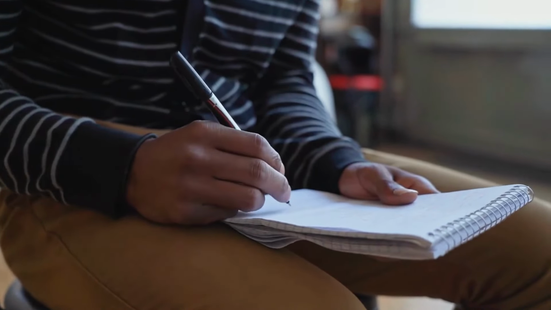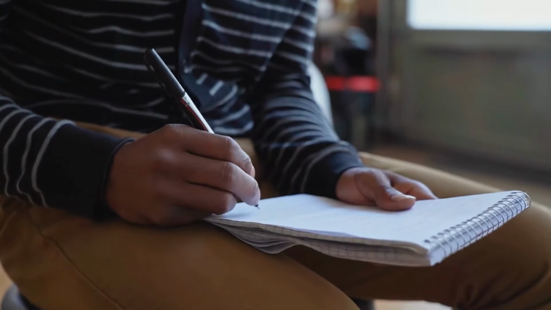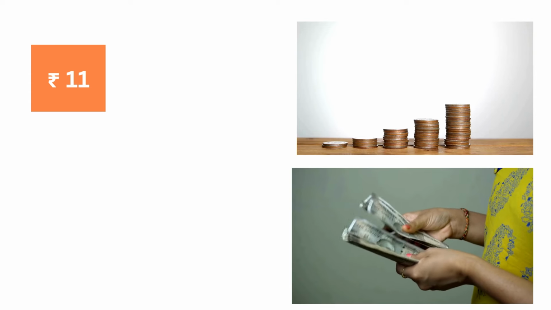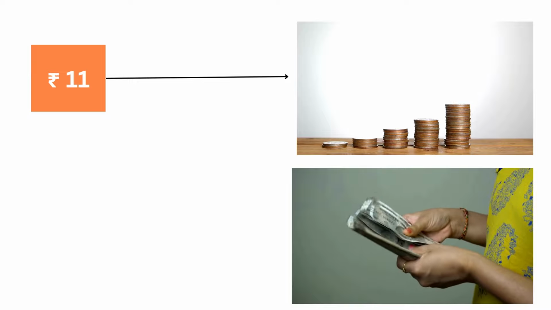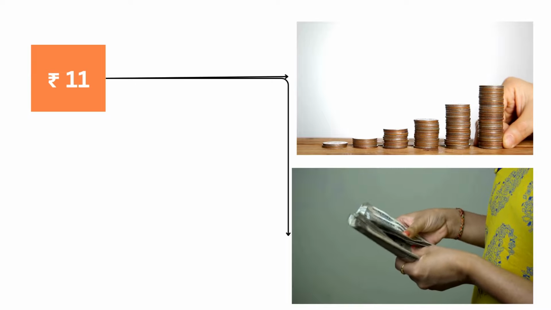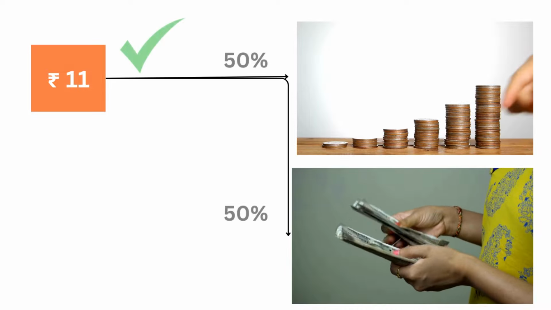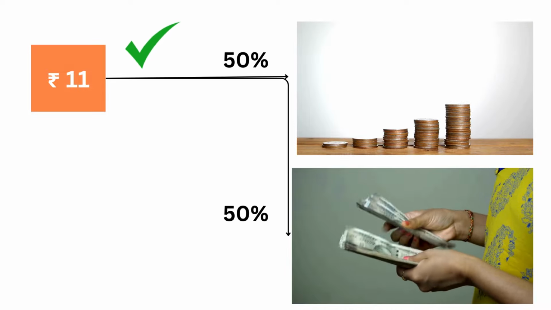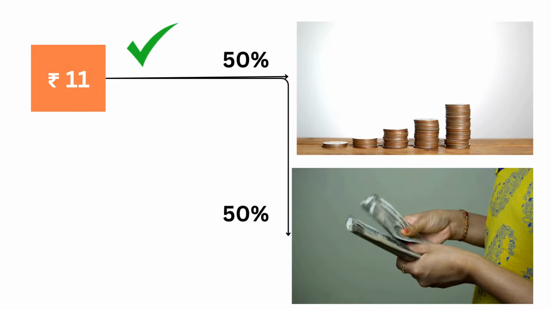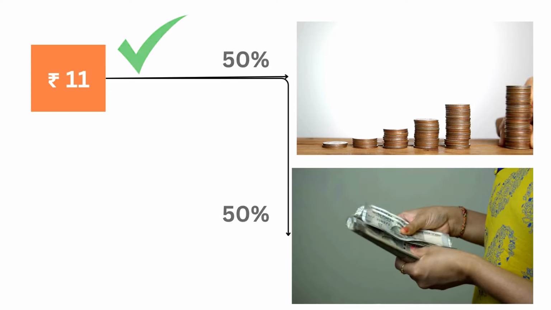Now, for the planning part. You have two choices. Either reinvest some of your profit back into the business or use the money for yourself. It's wise to put half of your profit, which is 5 rupees and 5 paise, back into the business for things like stock. Then, you can use the other 5 rupees and 5 paise for yourself or other purposes.